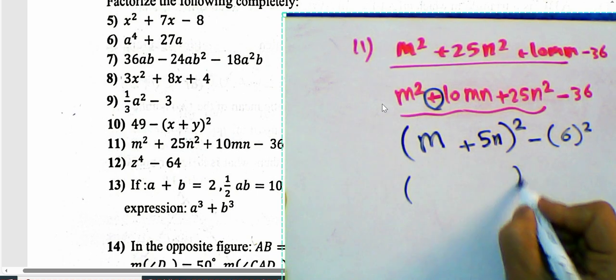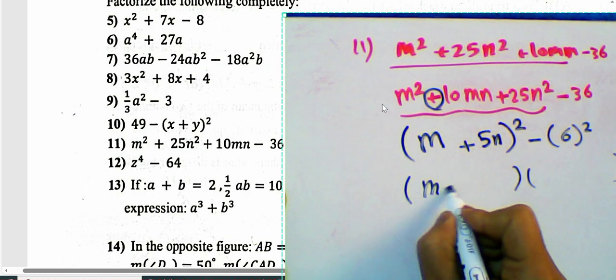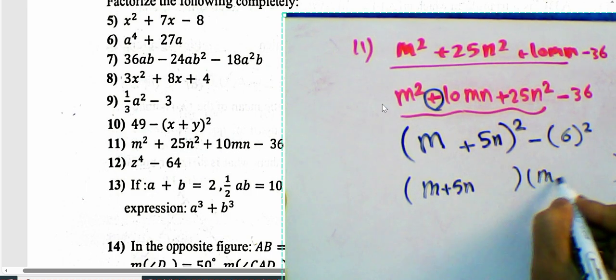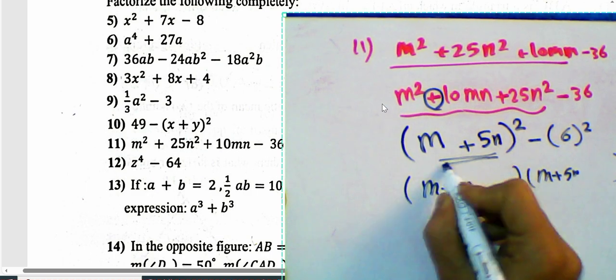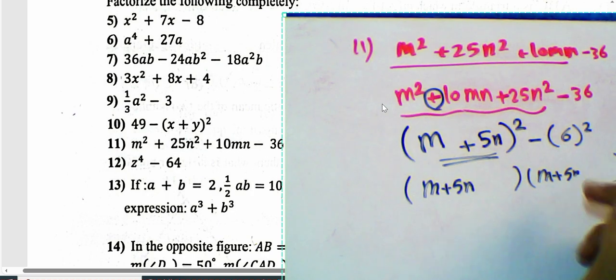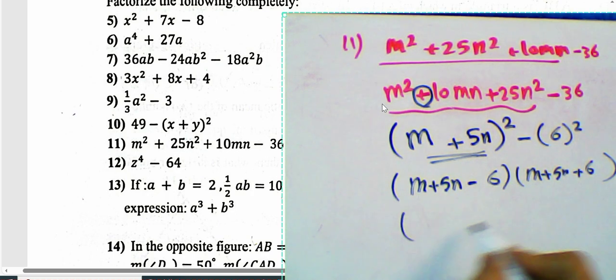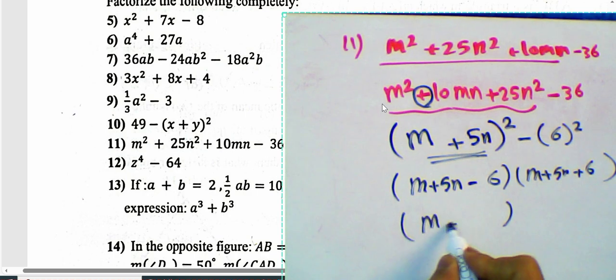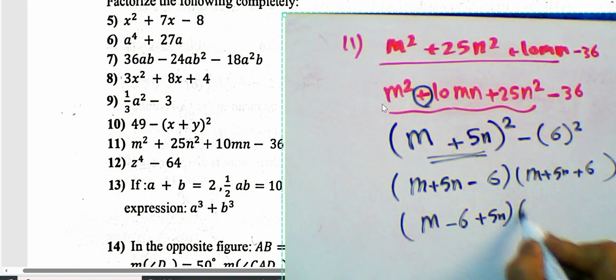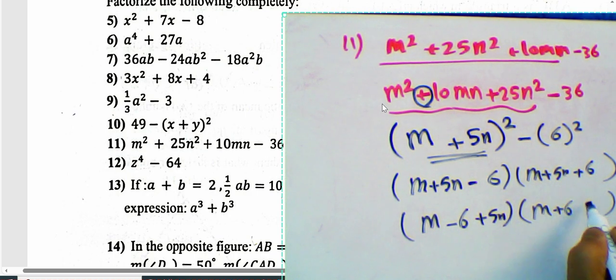Next step, you can factorize this expression. Write m plus 5n and m plus 5n. This expression repeats here. Okay, and write negative 6 and positive 6. You can also write this as m minus 6 plus 5n, or m plus 6 plus 5n.